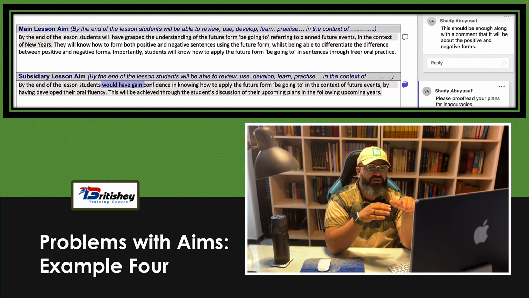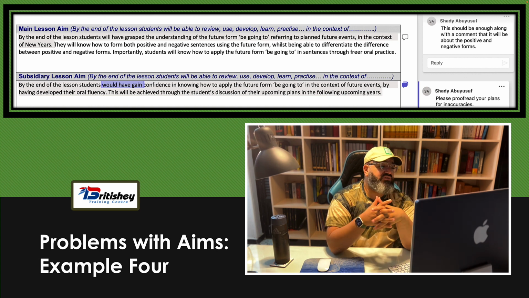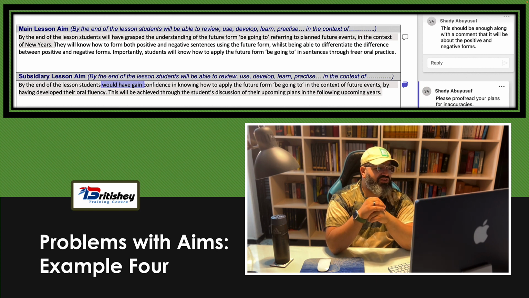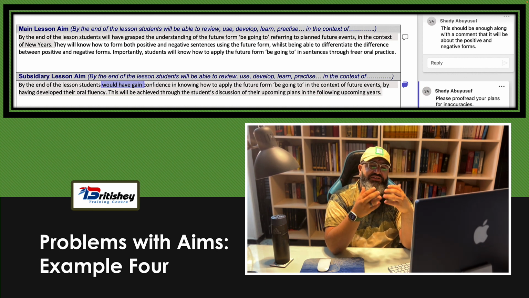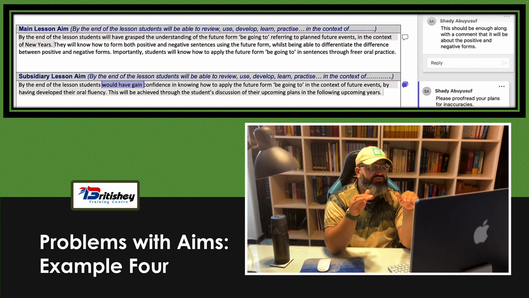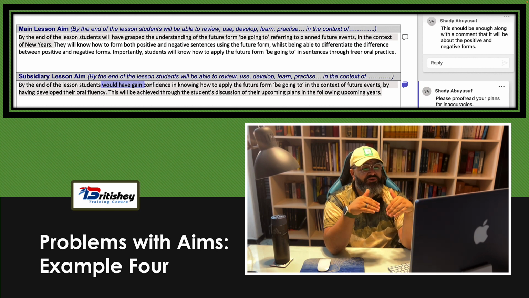And about the second one, I said, please proofread your plans for inaccuracies, because you said would have gained instead of gained. Something else, think about this. By the end of the lesson, students would have gained confidence. Well, confidence cannot be a sub-aim. A sub-aim needs to be a skill or a system. How to apply the future form. Now this first part looks like the previous main aim, because the main aim is about be going to. Why are you mentioning be going to again down there?